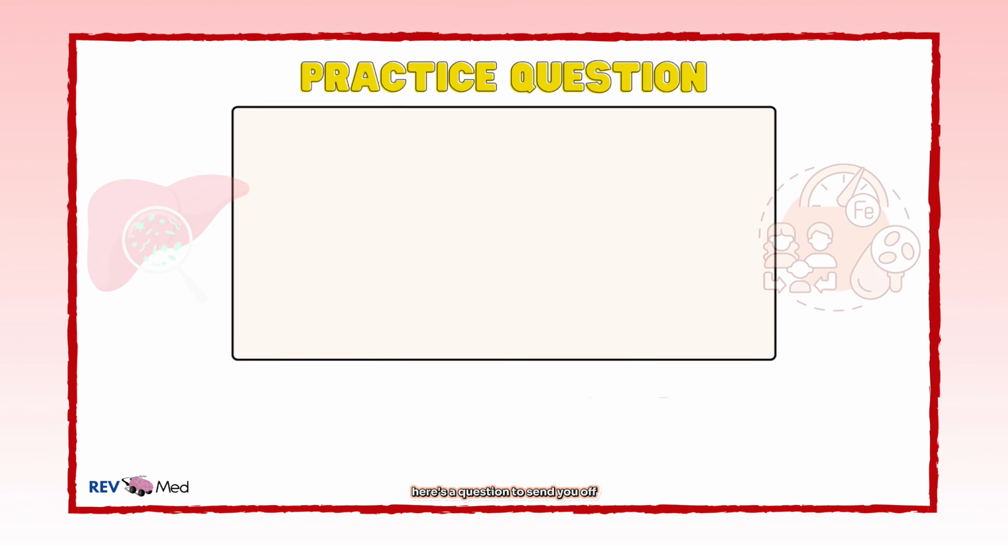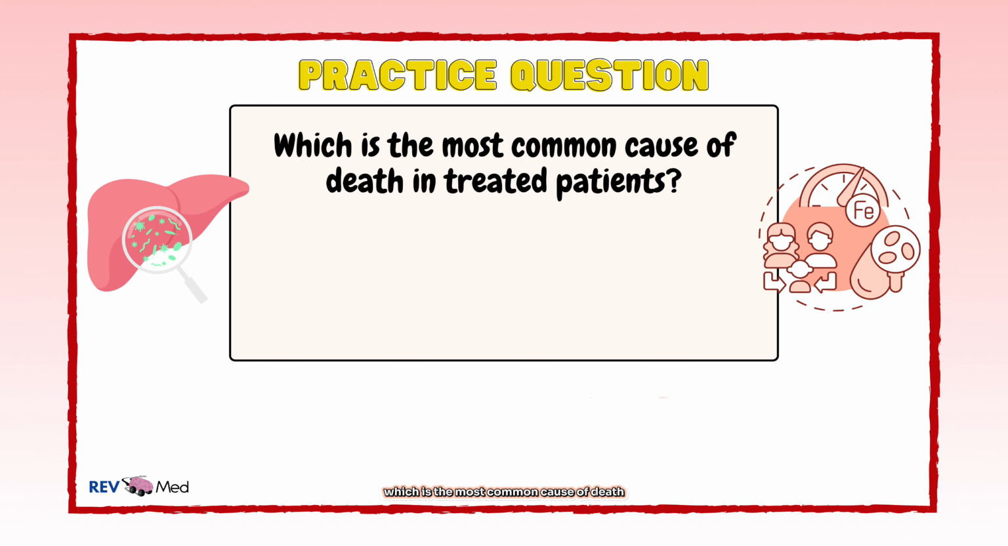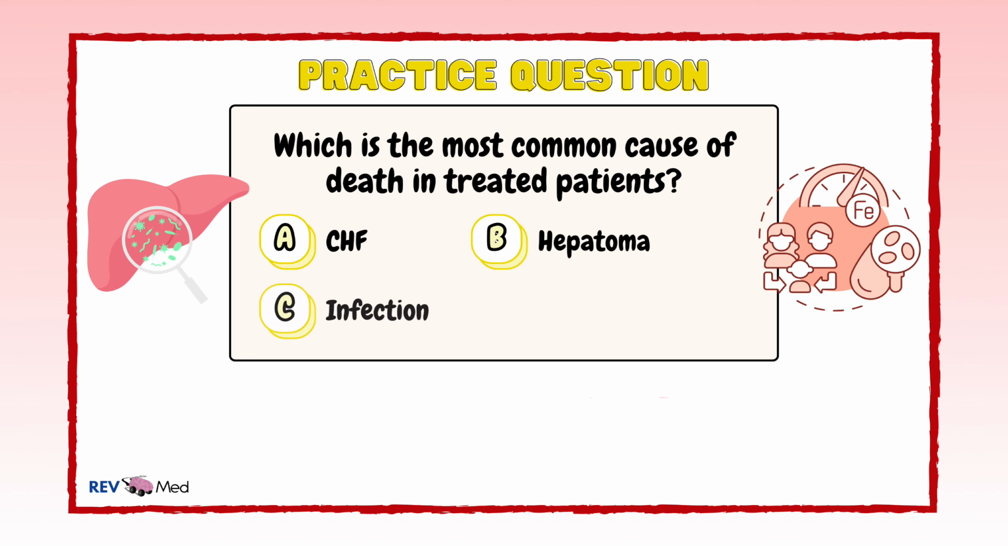Okay, lastly, here's a question to send you off. Which is the most common cause of death in treated patients of hemochromatosis? A. CHF, B. Hepatoma, C. Infection, or D. None of the above?